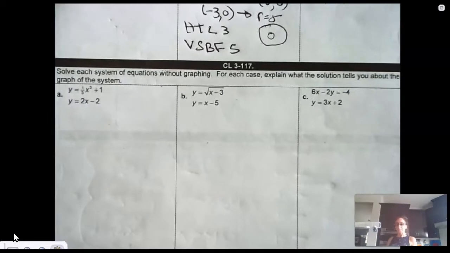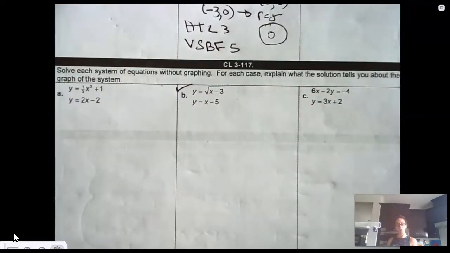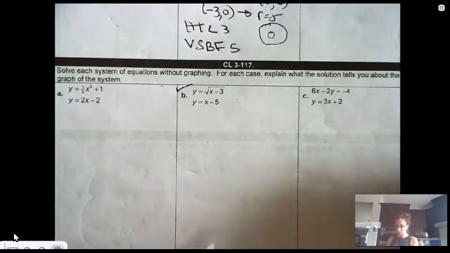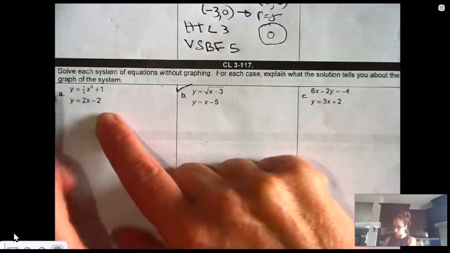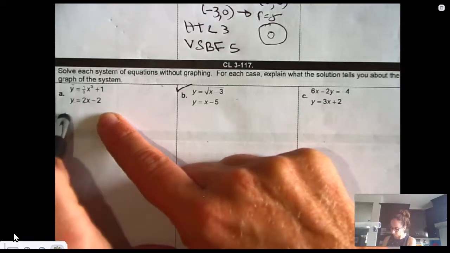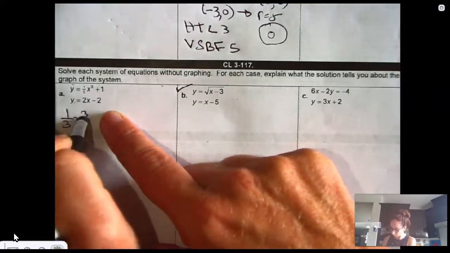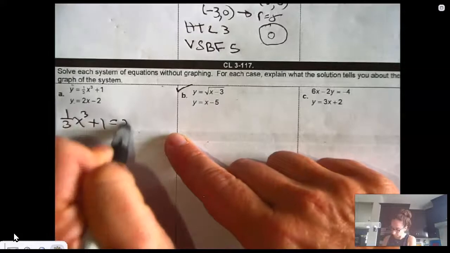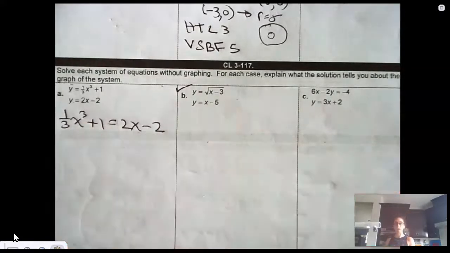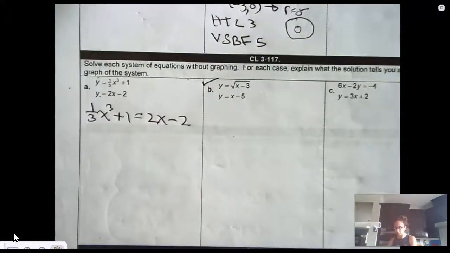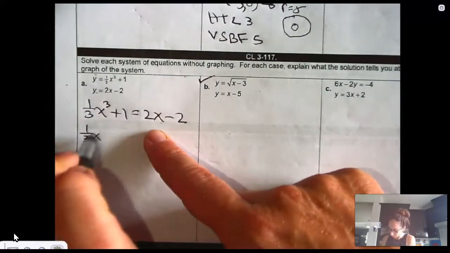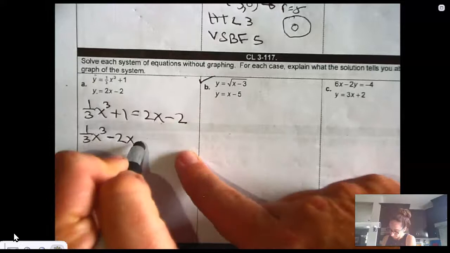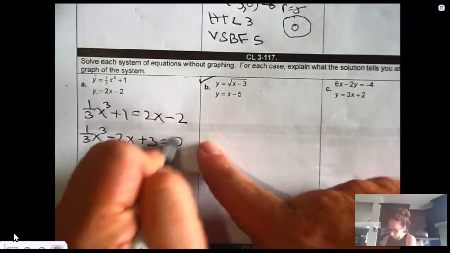Okay, this was on your quiz last week, so hopefully you're good at that one. This one you would solve by substitution. So I'm going to do this one. If they say y equals, it's going to be 1/3 x cubed plus 1 equals 2x minus 2. I haven't really gone over cubic functions. If I was to move this over, and then that plus 3 equals 0.